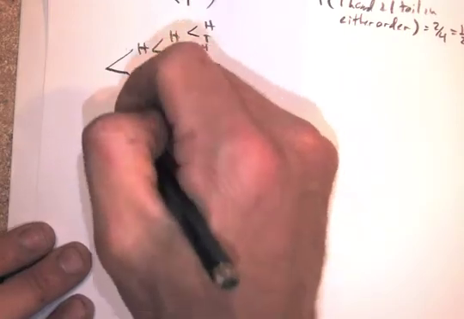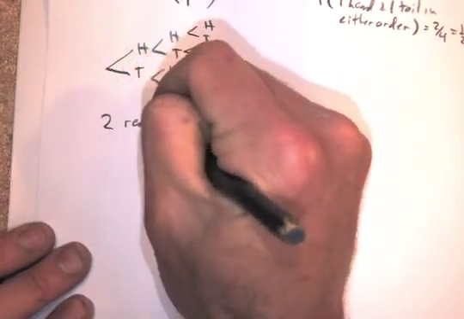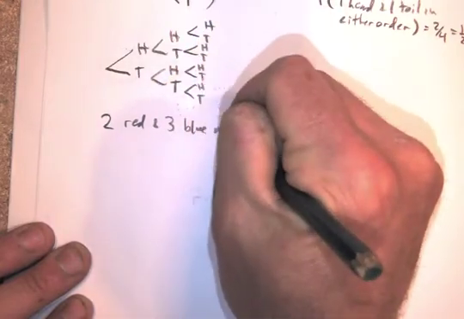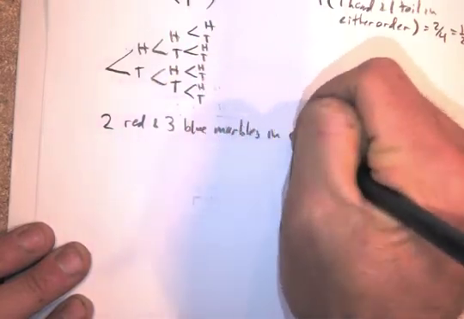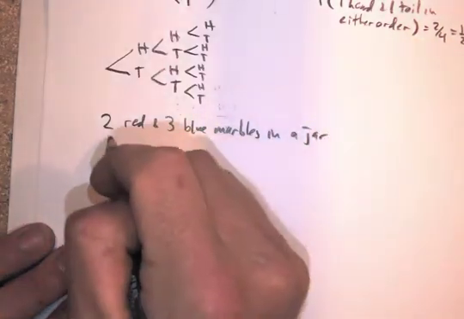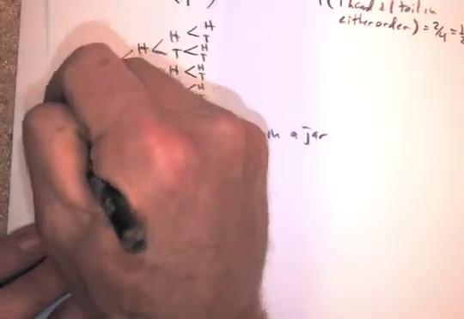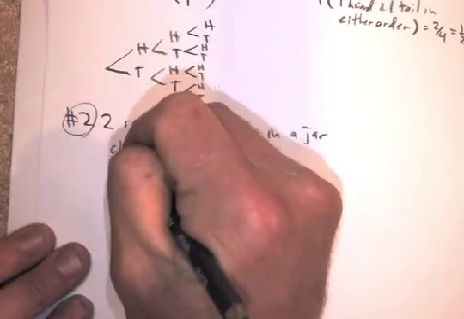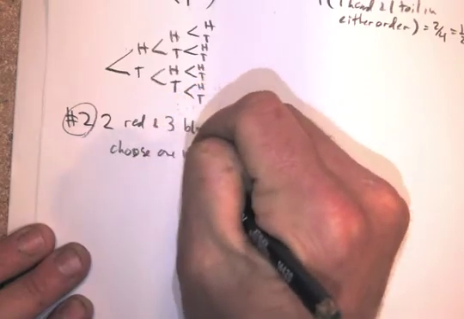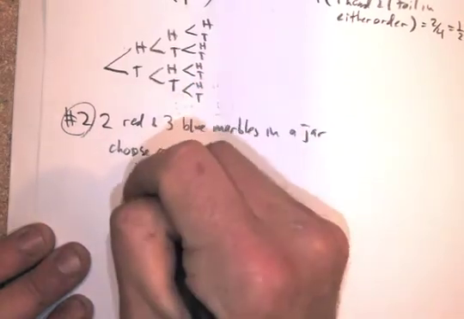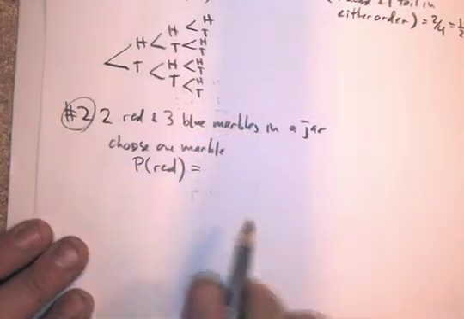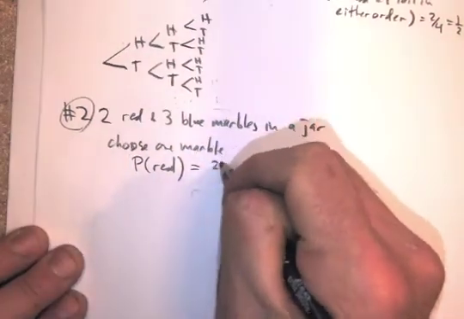Okay, you'll see these marble problems. So there's 2 red and 3 blue marbles in a jar. If I just say choose one, this is example number 2, you choose a marble. And it says something like, what's the probability of red? That would be a basic kind of problem. Probability of getting red, well, there's 2 out of 5, right?